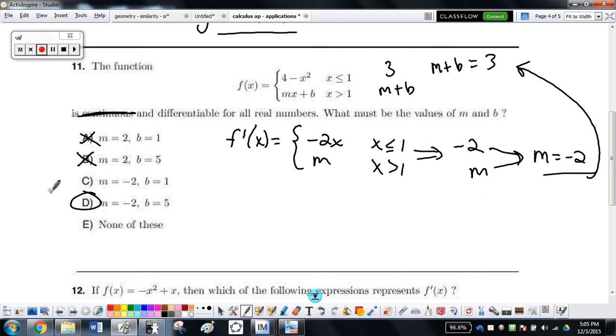So if I went fast there at the end, let me fill in those gaps. M is negative 2, so now we know negative 2 plus b is equal to 3. Add 2 to both sides, and you get 5. Or just think of the idea, you know, someone bought a $2 item, they give you a 5, what's the change? Good. 11?